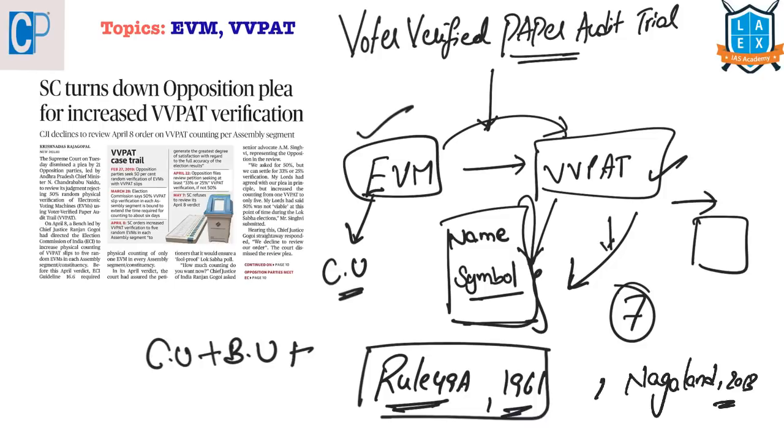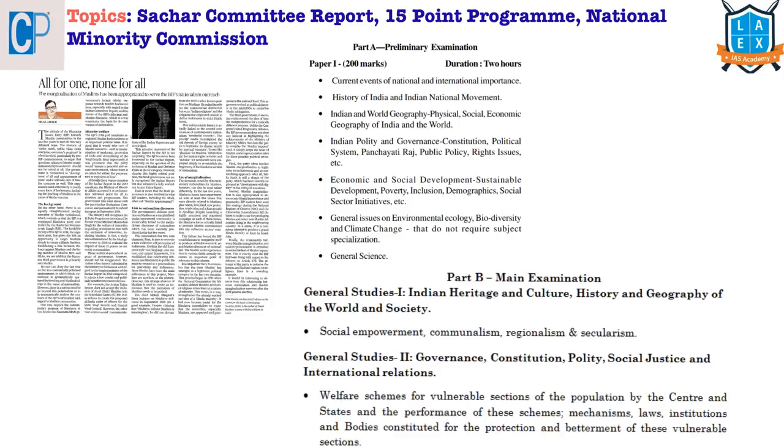The poll panel at present has adopted a system of counting VVPAT slips in one randomly selected polling booth in an assembly constituency and in an assembly segment. But now recently the Supreme Court has extended it to 5 randomly selected EVMs in each assembly constituency and segment. The next article is All for One, None for All.